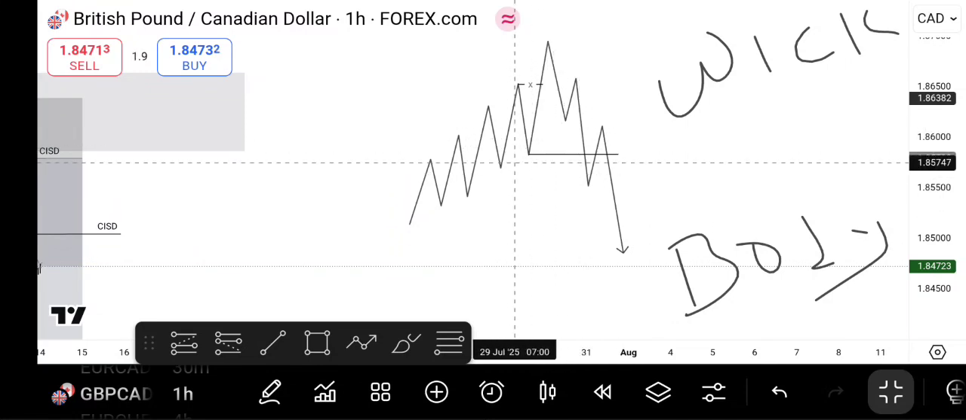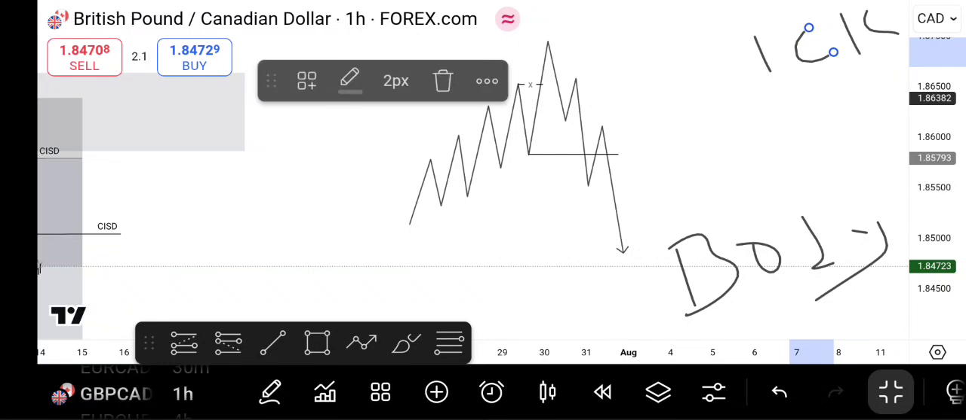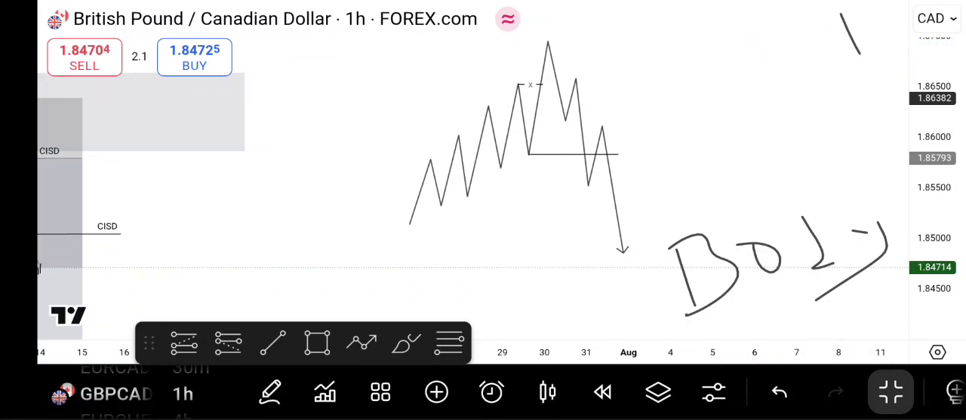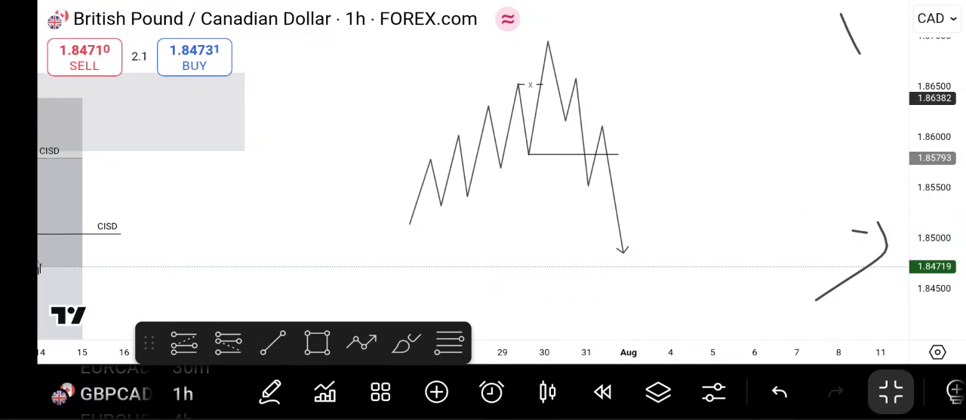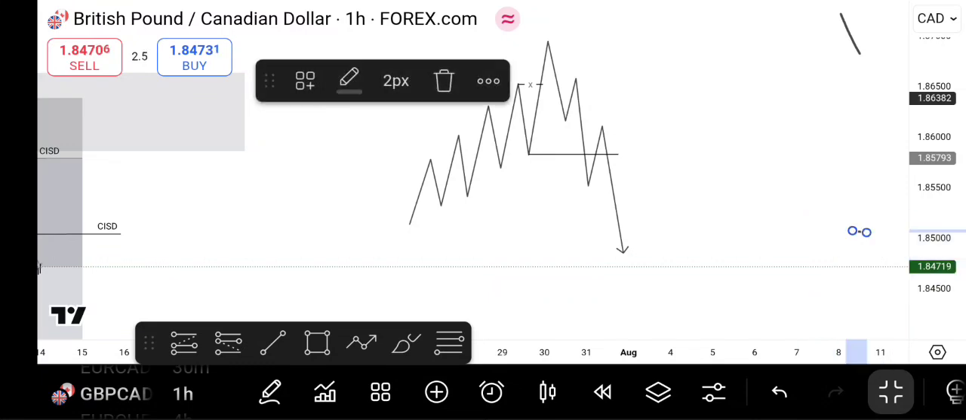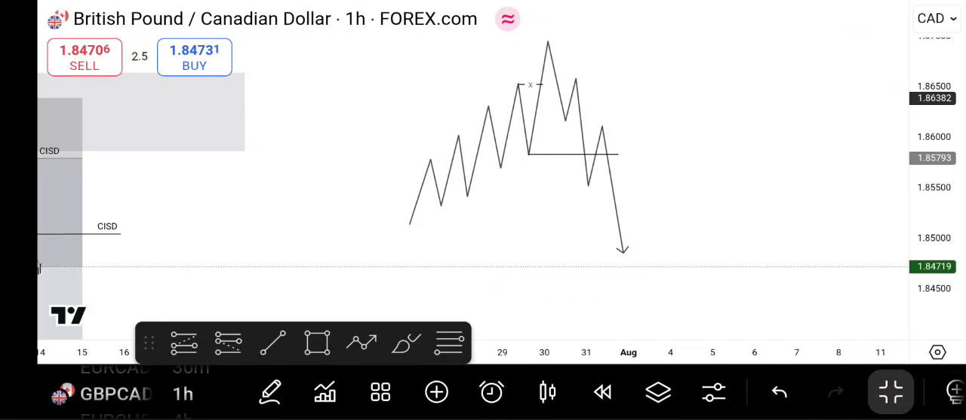If you make inquiries and do more searches on it, you'll see it online. So that's the main difference between CISD and the market structure shift. They're not exactly the same thing, but they look alike, and they are marked at the same point of place, the same side, but they are not actually the same thing.